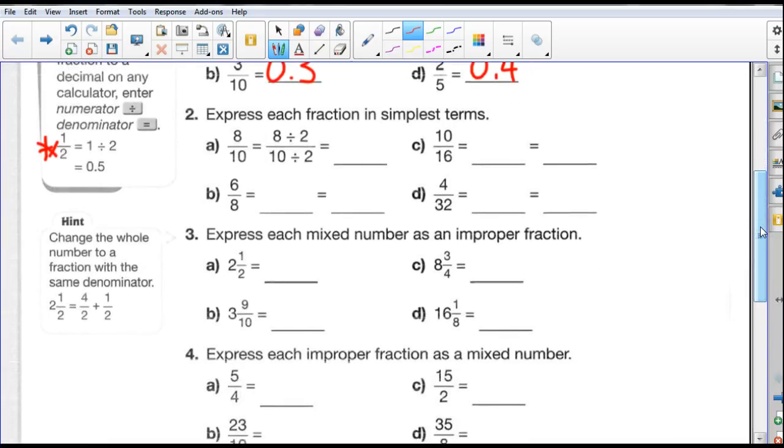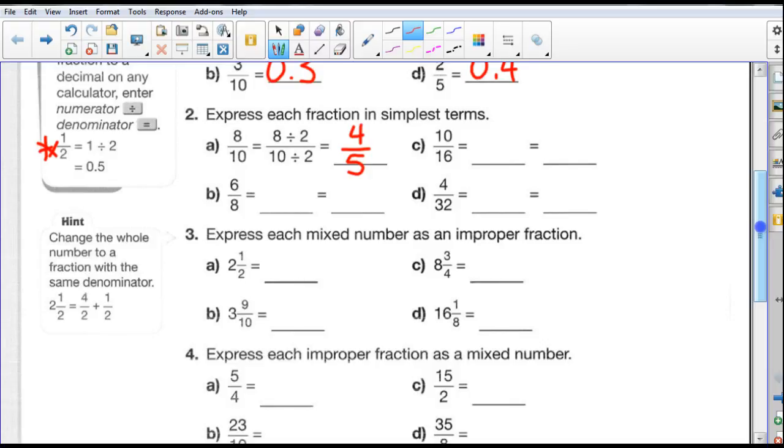Number 2, express each fraction in simplest terms. Well, we've got 8/10, and we want to simplify that fraction, so we look at what is the largest number that will divide equally into the numerator and the denominator. And in this case, it's the number 2, so we want to simplify 8/10 down to its lowest form. We divide each number by 2, so 8 divided by 2 is 4, and 10 divided by 2 is 5. So 4/5 is the equivalent fraction of 8/10.